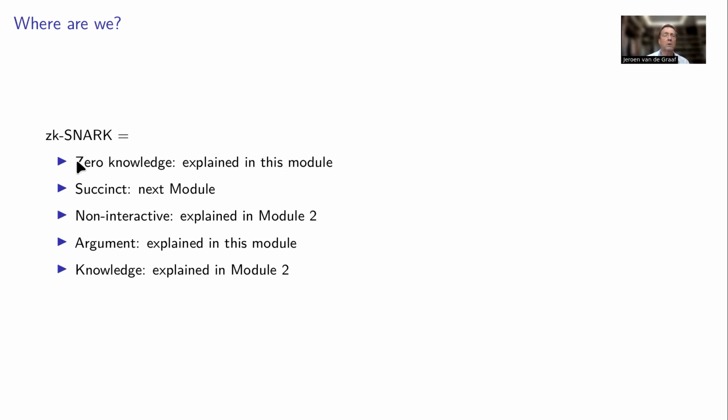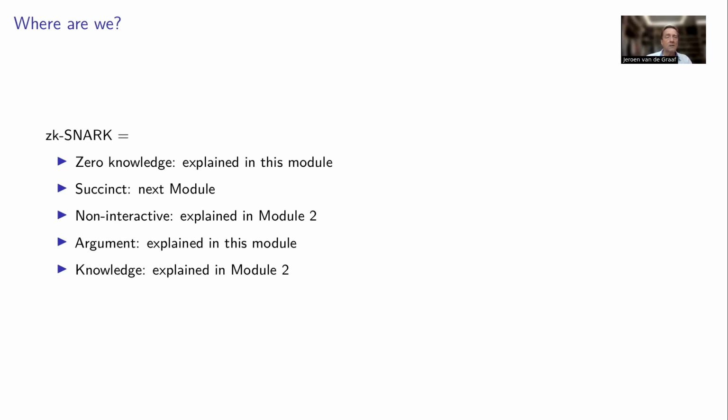Where are we? I want to remind you that we are taking this term zero knowledge SNARK and analyzing it. Zero knowledge was explained in this module. Remember that there are SNARKs that are not zero knowledge. People do not always care about privacy. Sometimes they care about the proof aspect, but not about the privacy aspect.